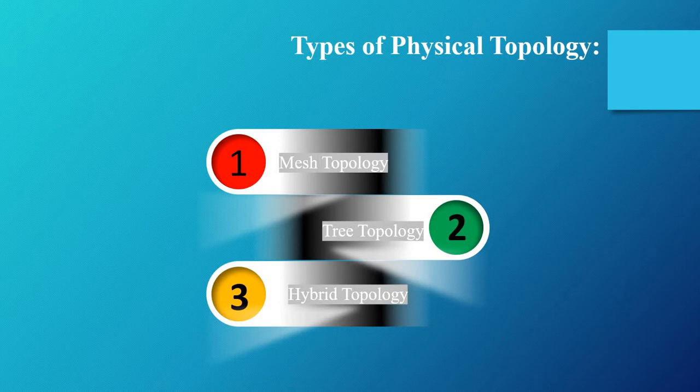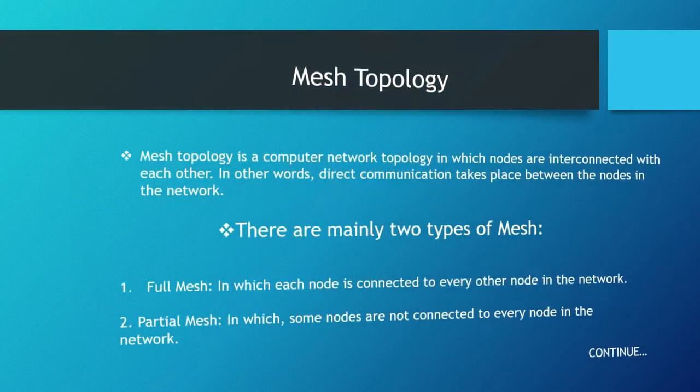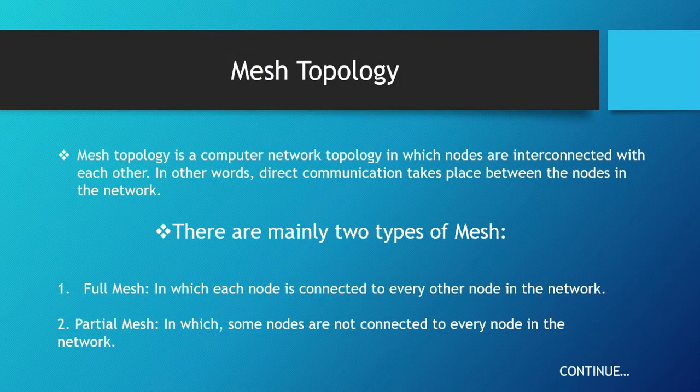In this video section, we are going to see about mesh topology, tree topology, as well as hybrid topology. First one is mesh topology. Mesh topology is a computer network topology in which the nodes are interconnected with each other, meaning direct communication takes place between the nodes in the network. Basically, mesh topology is divided into two parts, full mesh and partial mesh.